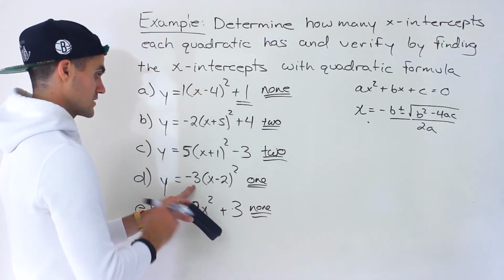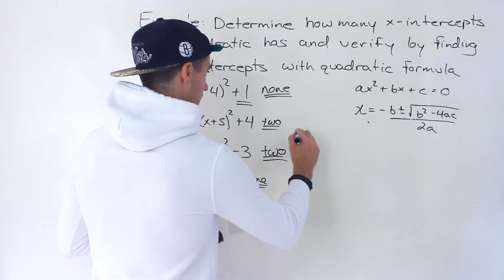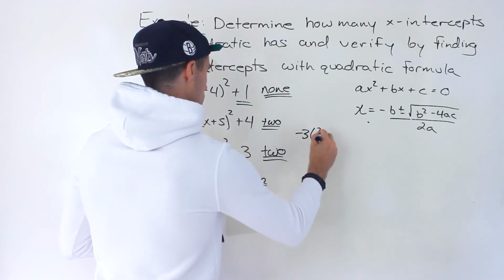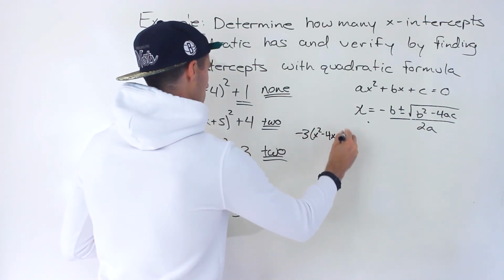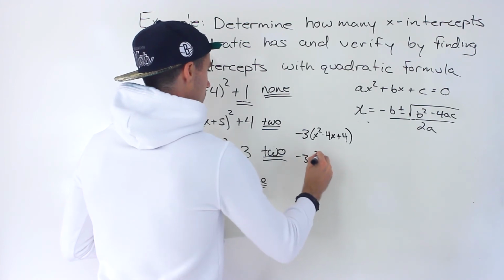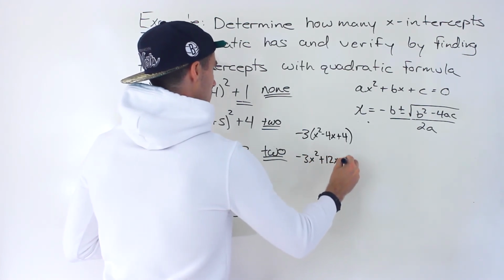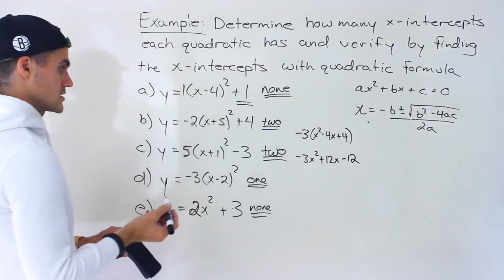So for this, we're going to have to expand everything. So negative 3x minus 2 squared would be x squared minus 4x plus 4. Negative 3x squared plus 12x minus 12.